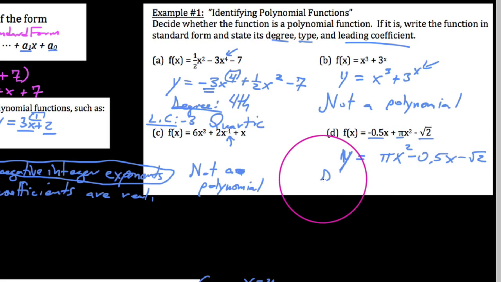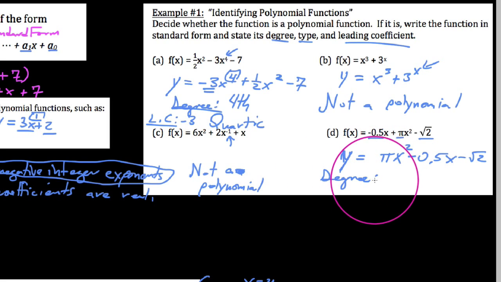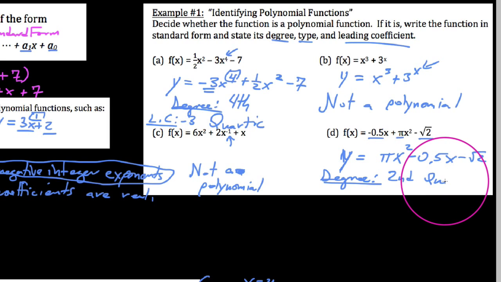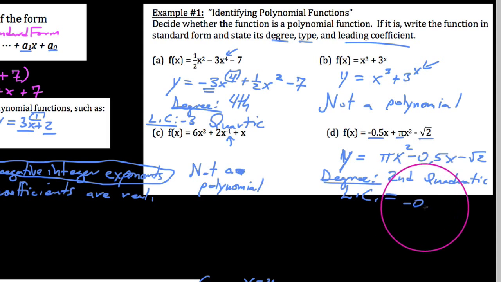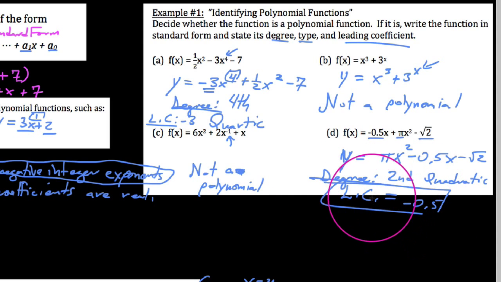And so what's the degree of this polynomial? The degree would be second. It's a second degree thing, so it's quadratic type. Also, the leading coefficient is equal to negative 1/2. Okay. So this is what polynomial functions are. Those are leading coefficients and their degrees, and that is how you put them in standard form.